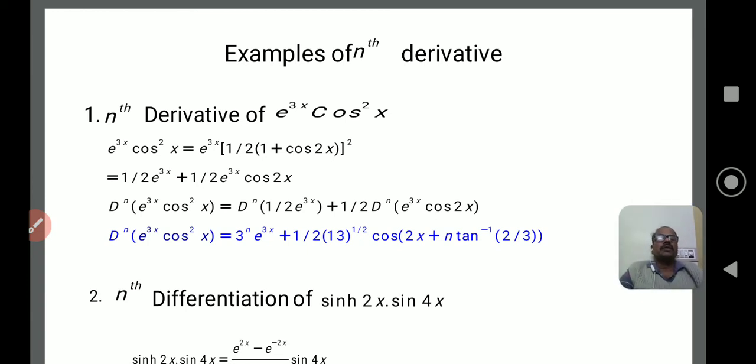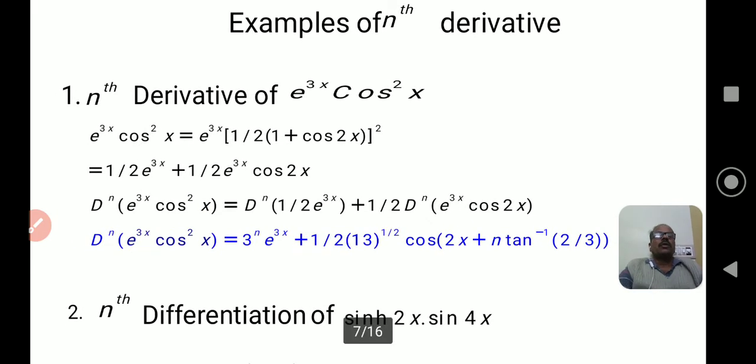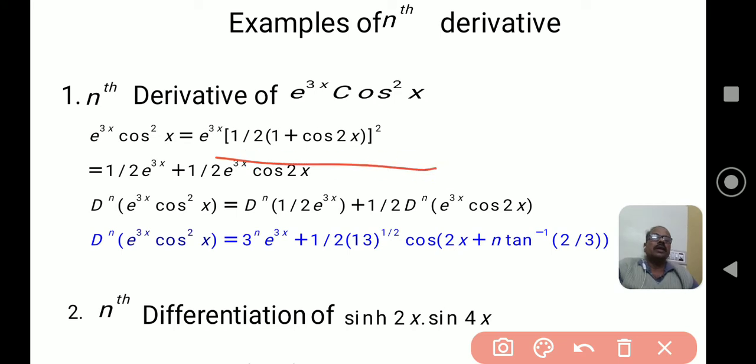Observe the result. The first example: nth derivative of e to the power of 3x into cos square x. We have the result for e power ax into cos of bx plus c, but we do not have e power 3x into cos square x. Square means we are going to bring it into a linear term. Because we have the transformation or multiple angle formulas, we can write cos square x as 1 by 2 times of 1 plus cos 2x. I think we already learned this in second PU, the transformation formulas.